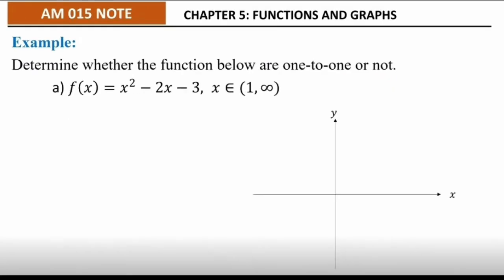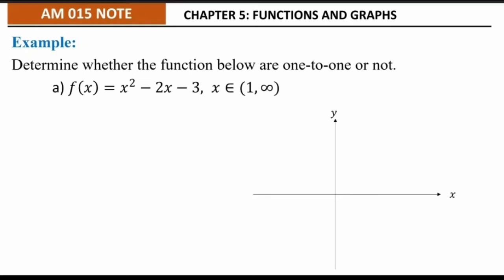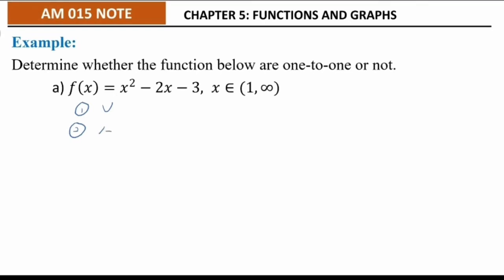Example, determine whether the functions below are one-to-one or not. f(x) equals x squared minus 2x minus 3 for x between 1 and infinity. For a quadratic function, first we need the shape. x squared is positive, so it is a smile graph. Second, the maximum or minimum point, x equals negative b over 2a. Negative b is negative negative 2, over 2 times 1, which is 1. When x equals 1, y is 1 squared minus 2 times 1 minus 3, equal to negative 4. Therefore, the minimum point is (1, negative 4).